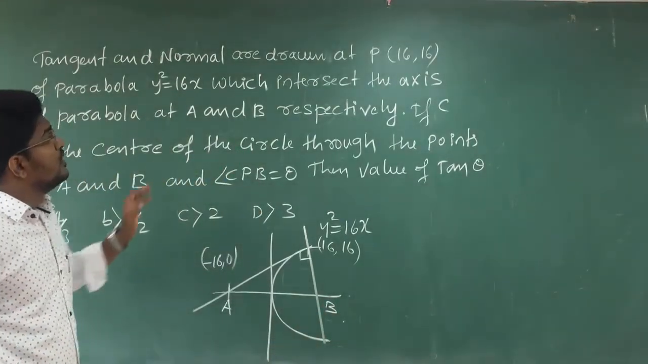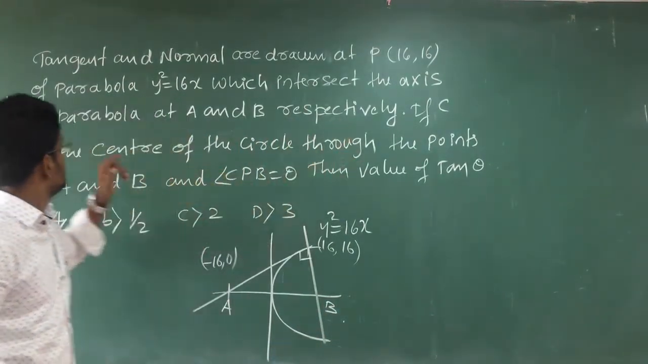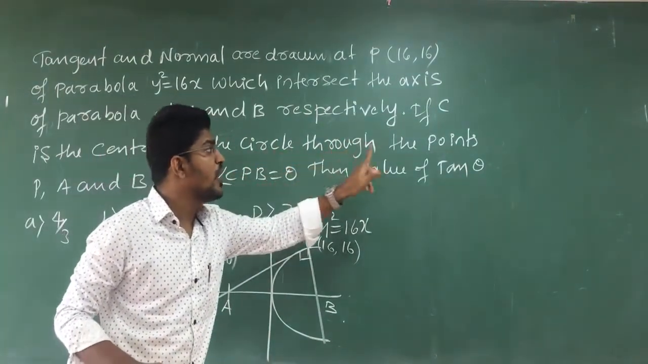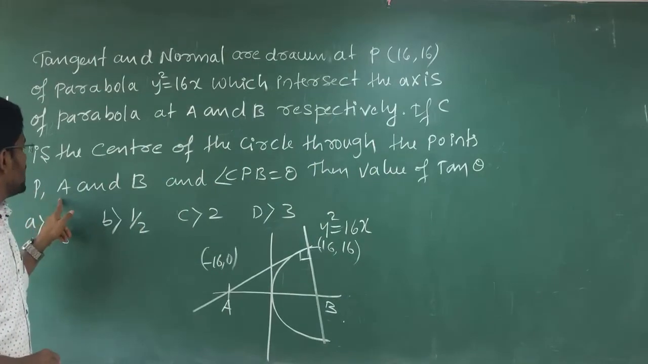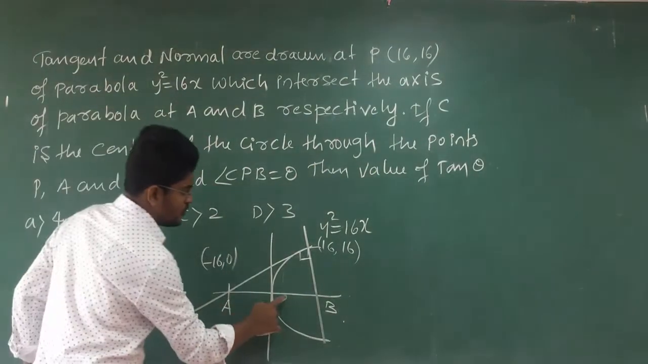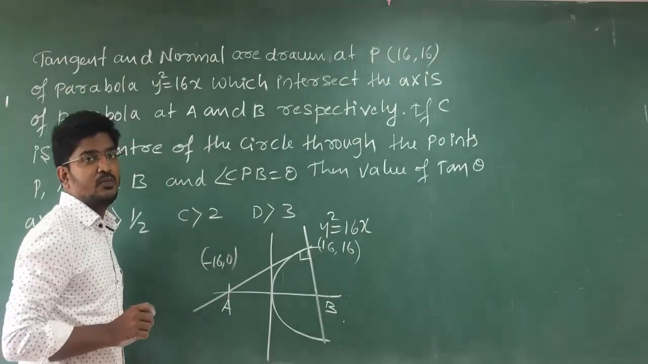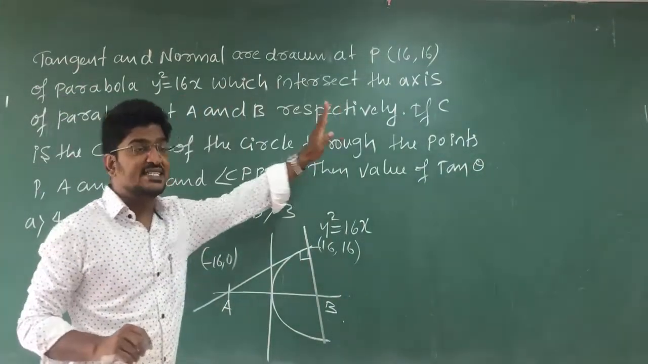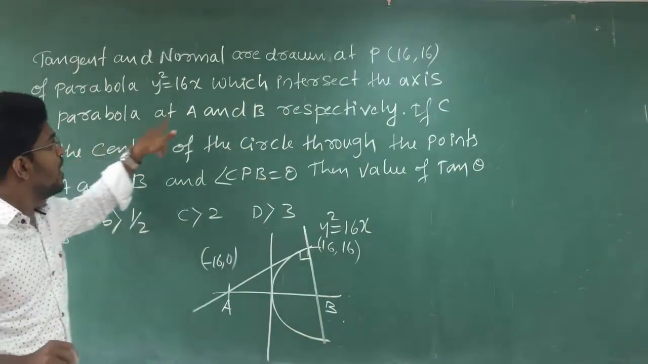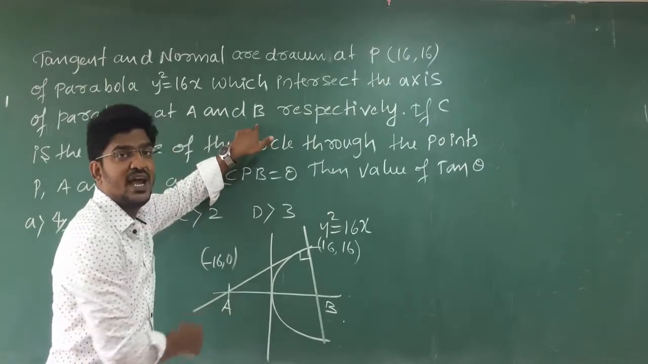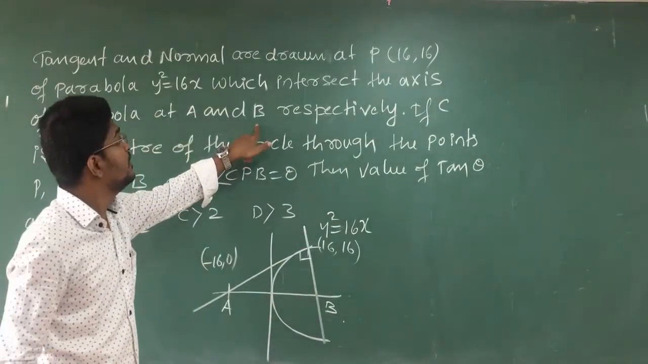Okay, respectively, if C is the center of the circle through the points P, A and B, that is nothing but the focus of this particular parabola. Clear? See once again, which intersects the axis of the parabola at A and B. That means the tangent and normal intersect the axis at A and B. No problem.